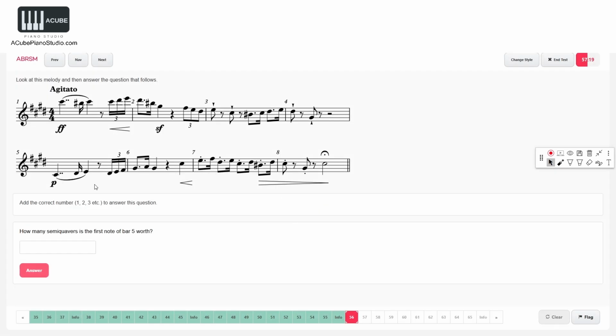Next, let's look at music in context. Okay, so how many semiquavers is the first note of bar 5 worth? So this is the first note, which is a double dotted crotchet, right? So a double dotted crotchet is equal to a crotchet plus a quaver plus a semiquaver. So this is equal to 1 semiquaver. This is equal to 2 semiquavers. And the crotchet is equal to 4 semiquavers. So total 7. The answer is 7.